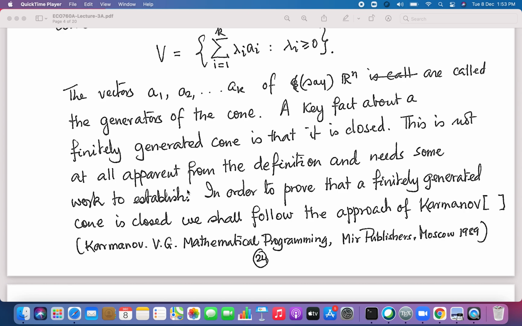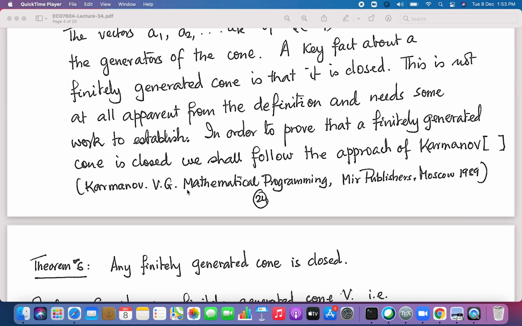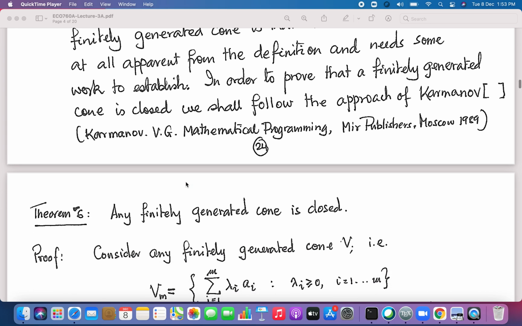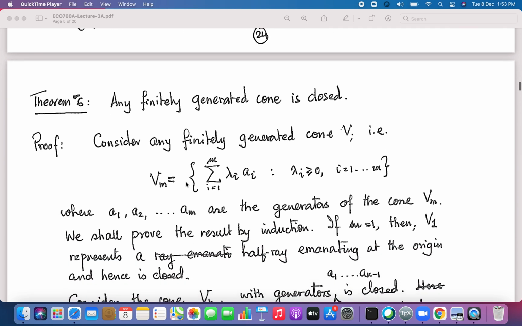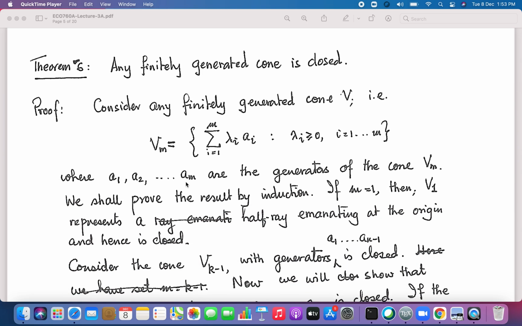Possibly I picked it up when I was just finishing my masters. So there he proves that a finitely generated cone is closed. The idea is to use mathematical induction.